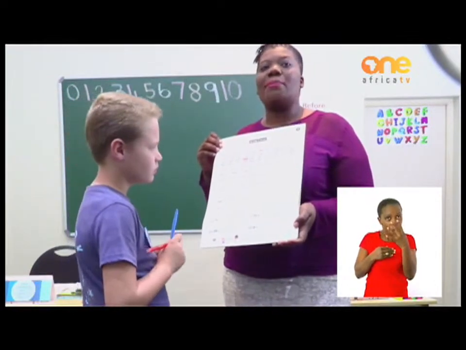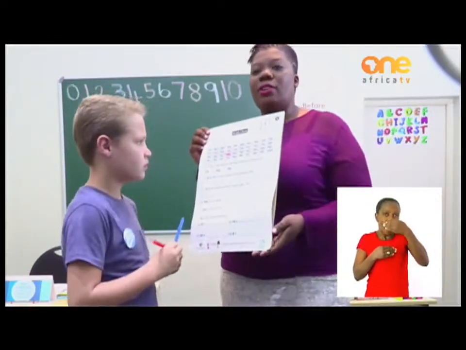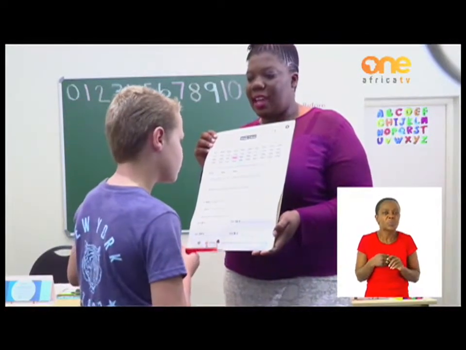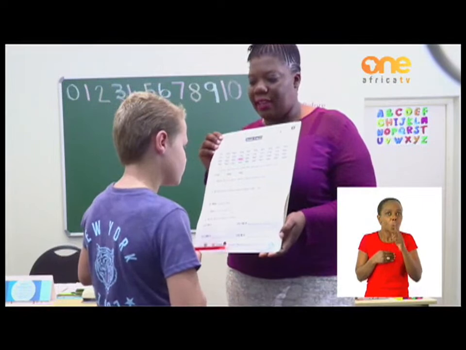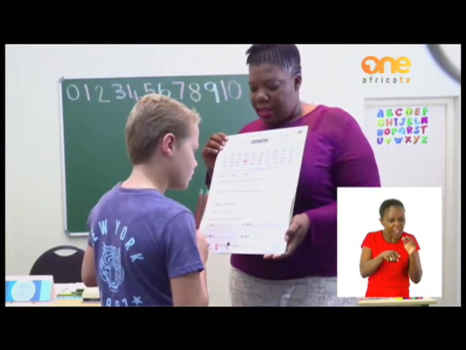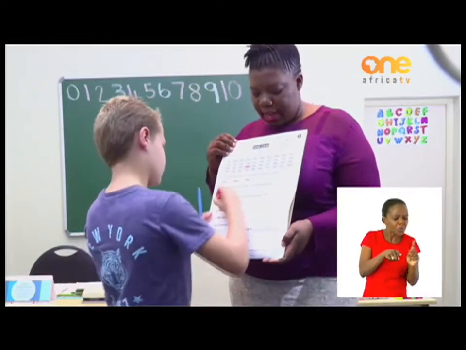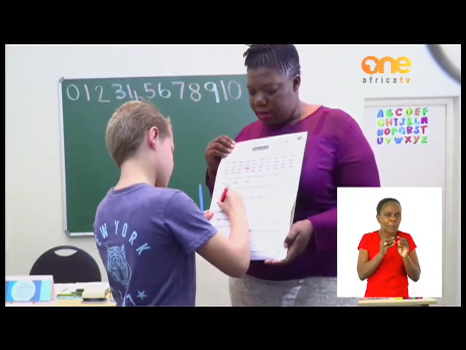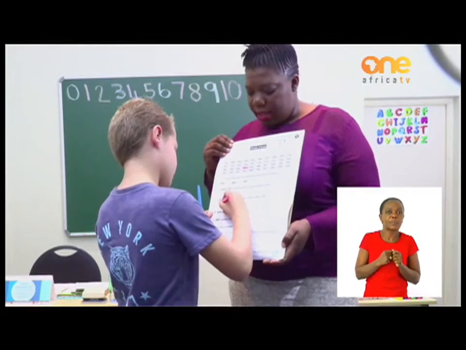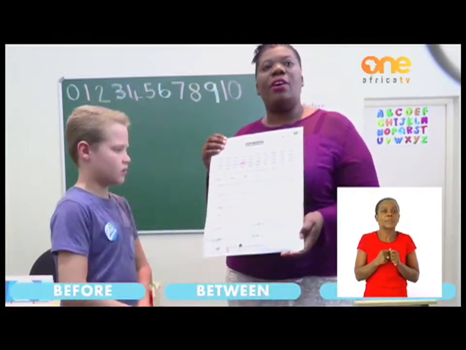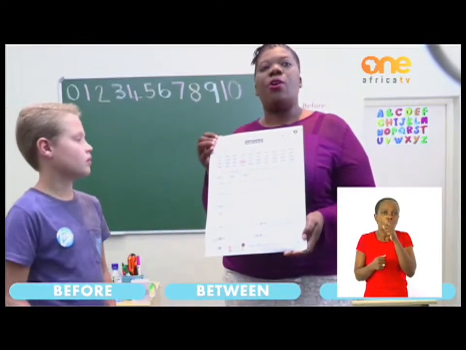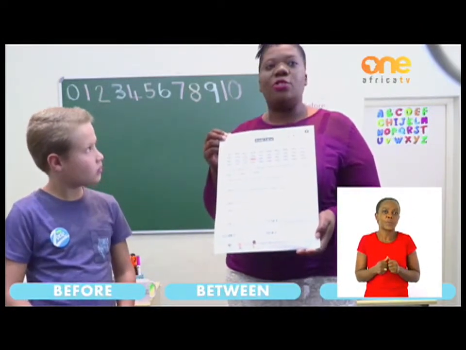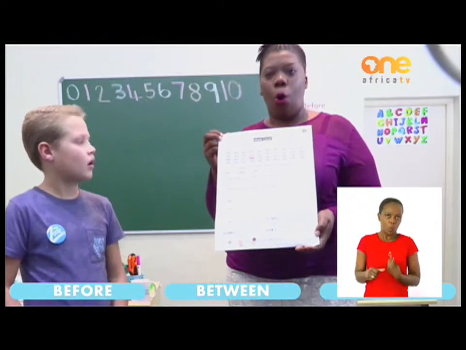Number 3, write the number that comes after 149. Let's look for the number that comes after 149. 149, 150. Yes, my friend here got 150 correct. Great job. The rest you can do by yourselves at home.